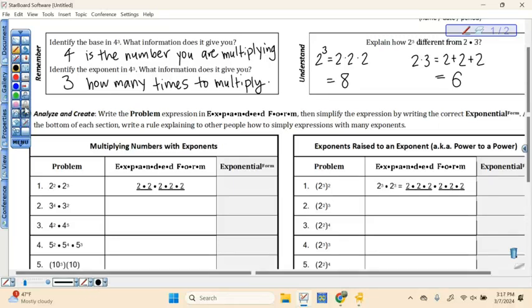To multiply two different numbers that have exponents on them, well, how does that work? Okay, so that's what we're looking at. So I have 2 squared times 2 cubed. Well, 2 squared is just 2 times 2, and 2 cubed is just 2 times 2 times 2. So if I multiply all those together, how many 2's are there? There's 5. So I get 2 to the 5th.